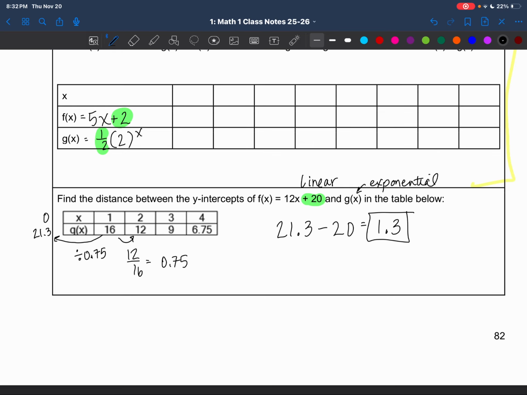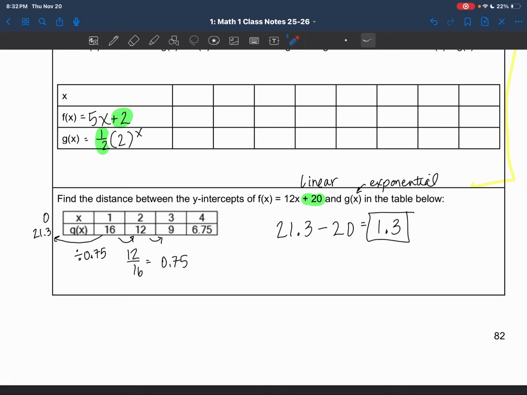So I know it's exponential because you're multiplying every single time by 0.75. So this would be your pattern here. So I started that, and if you look, now to get, there is no y-intercept on here. So we don't know where the y-intercept is.